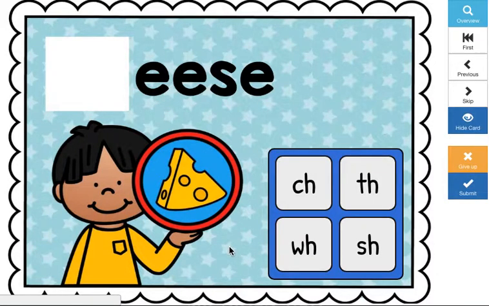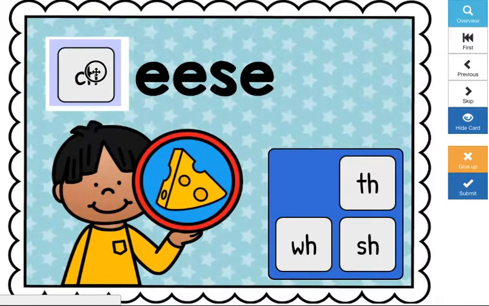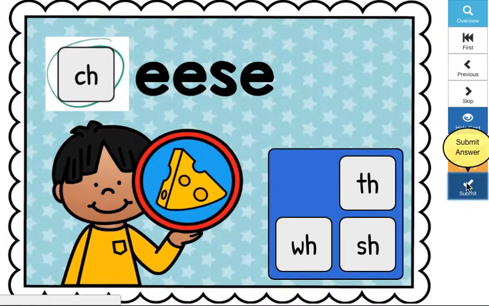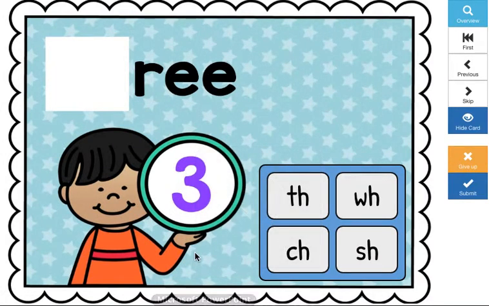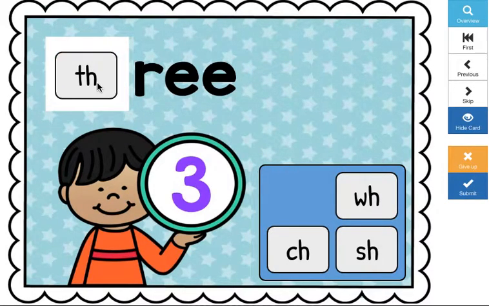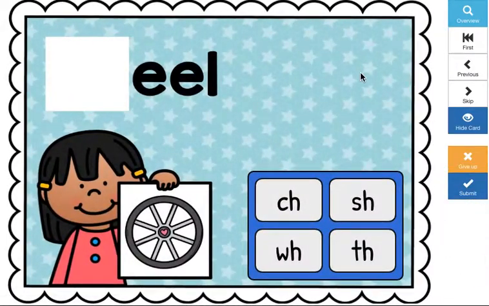What is that? Cheese. What digraph does cheese start with? C-H. Cheese. Let's check it. Ding. Good. All right. Number three. Okay. What digraph does three start with? Three. T-H. Let's check it. Ding. Good.